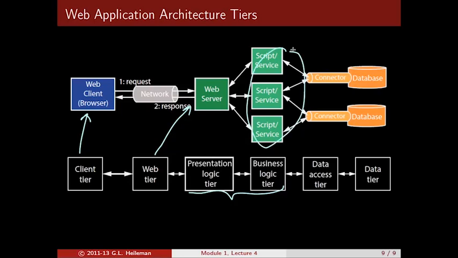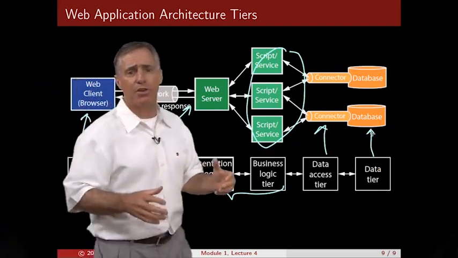And we'll spend a lot of time talking about the various design patterns that allow us to organize that intelligently. There's a data access tier that maps to these connectors I show here, and then a data tier that in most cases is going to be a database. So these are how these tiers map to the architecture.